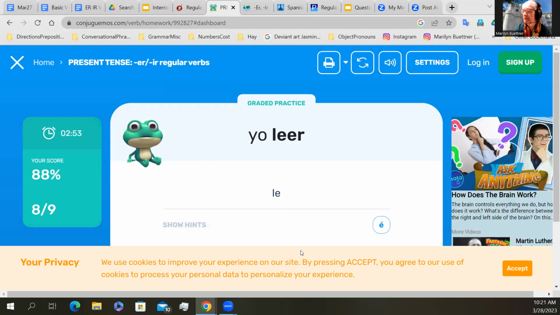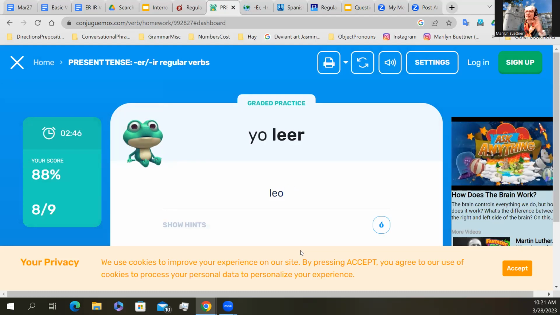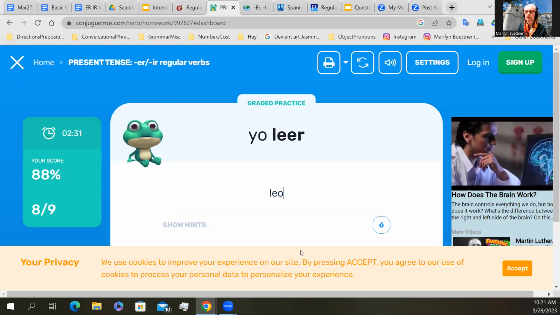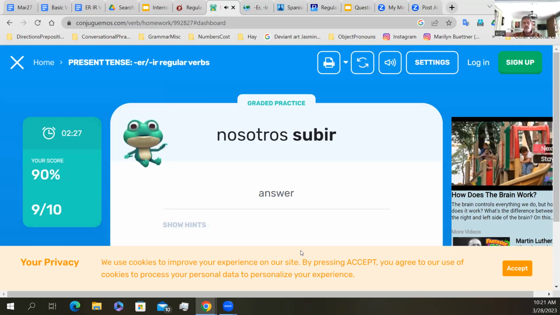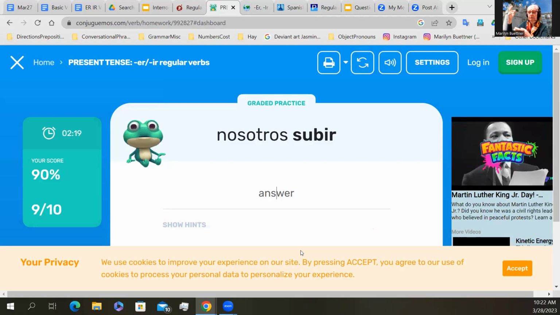Now I'm going to tell you why it's important that it's leo. There is a word that exists that is lío, but it's not a verb at all. It means something very different. Lío means a mess. Like mi casa es todo un lío. My house is a huge mess right now. Subir means to go up, like to go upstairs, to go up steps, to climb up.